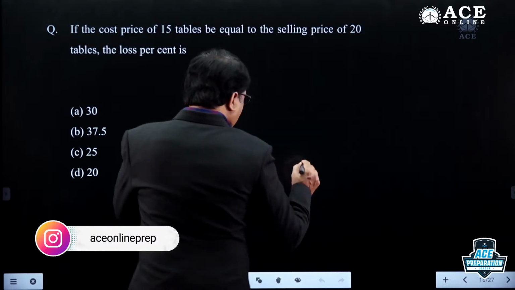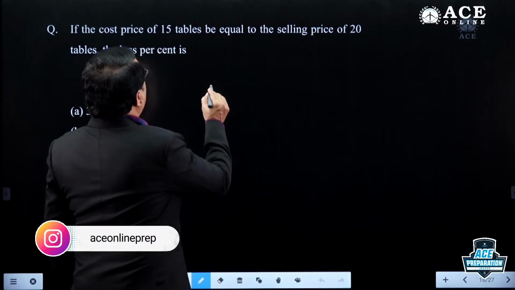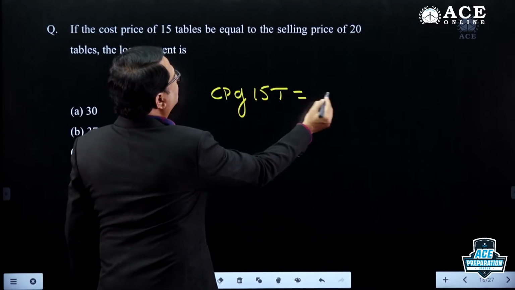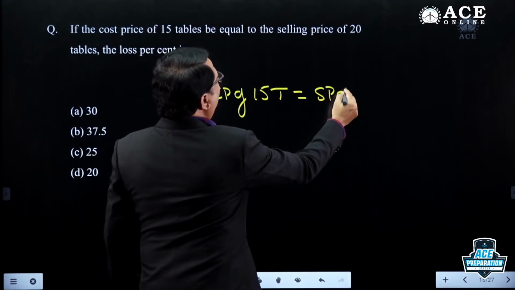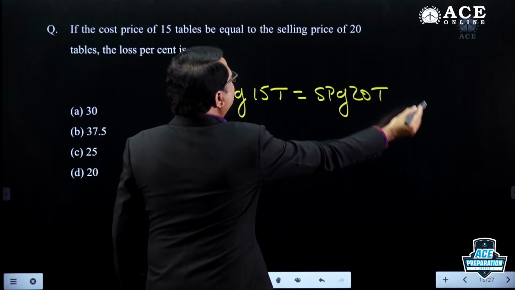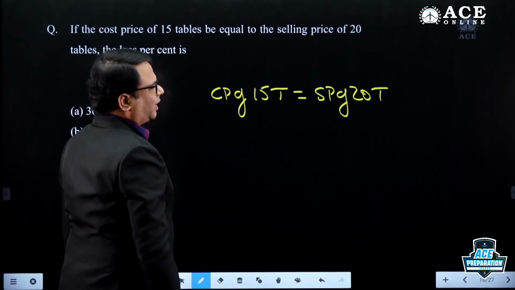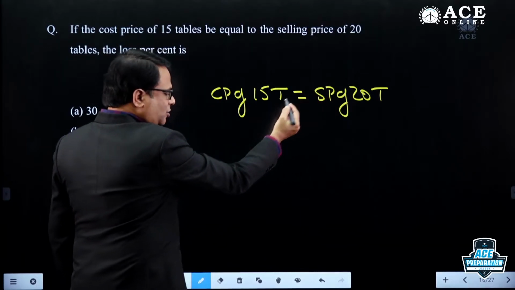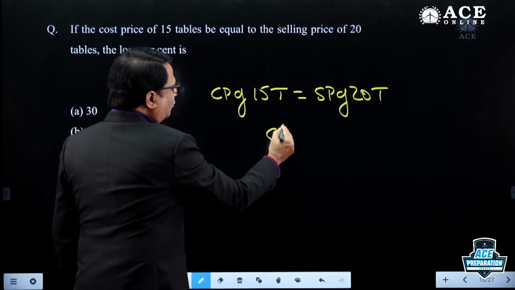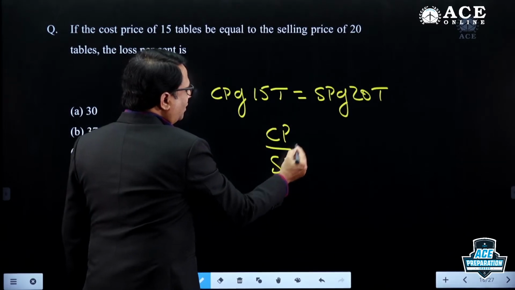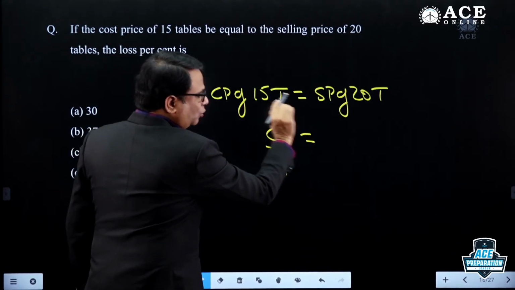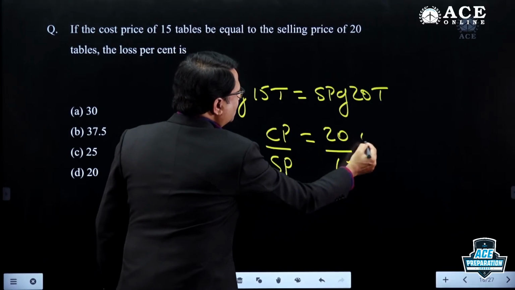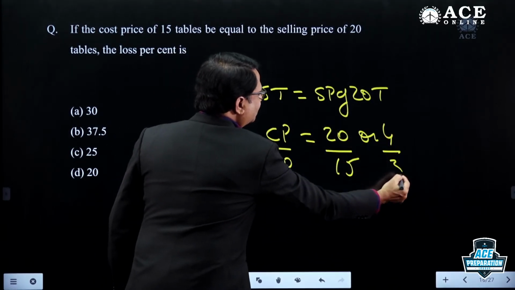Once again, let me write the condition first. Cost price of 15 tables is equal to selling price of 20 tables. Now, I bring the selling price down on the left side, then it would be CP by SP. And I take this 15 down to the right side, so 20 by 15, so that is 4 by 3.